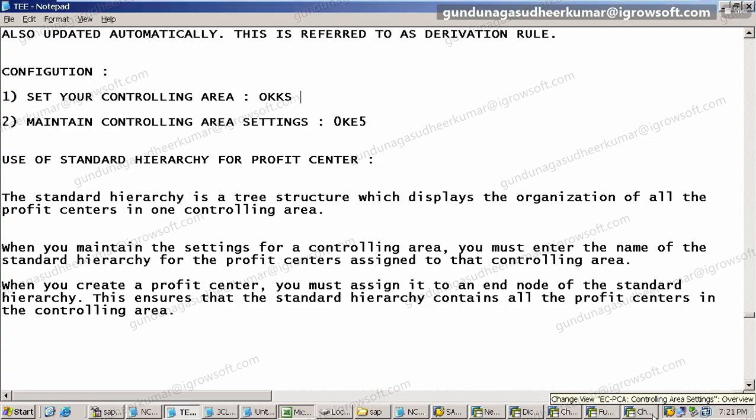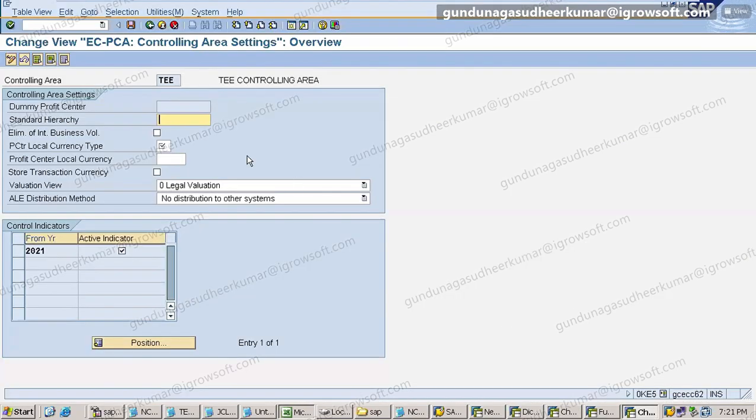So 0KE5, right? We will create a standard hierarchy and that will be specified in every profit center that is being created. That way the profit center is linked in the hierarchy. We don't miss any profit center separately. So we are linking the profit center to a hierarchy. What is the hierarchy I am creating here? TEE profit center hierarchy, one hierarchy I am creating.